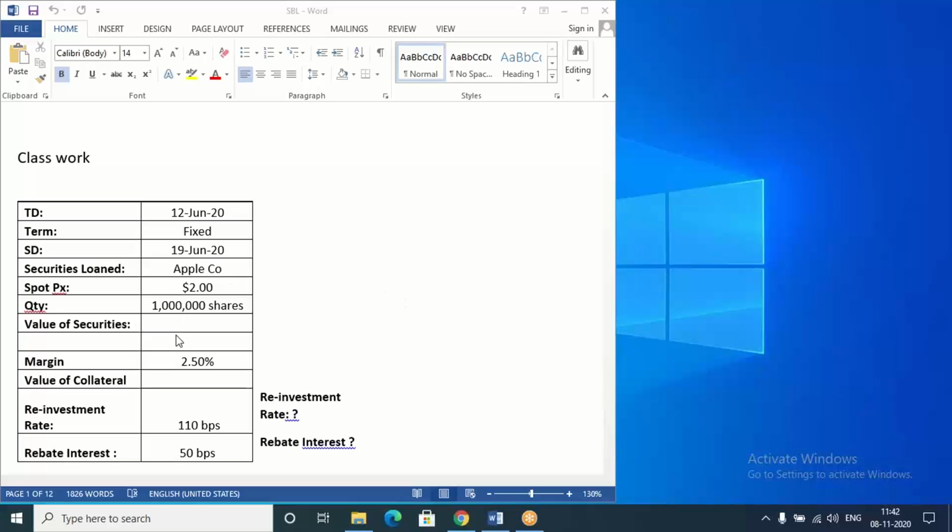So calculate the value of the securities, then calculate the value of the collateral, and then tell me what is the rental fee that is charged here.